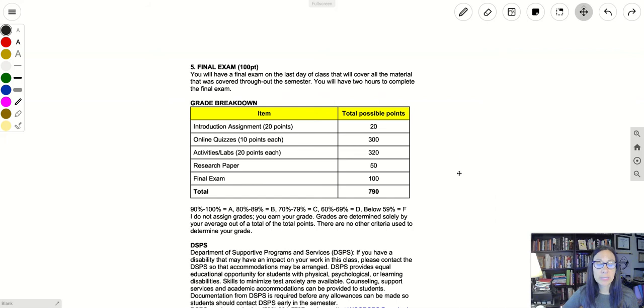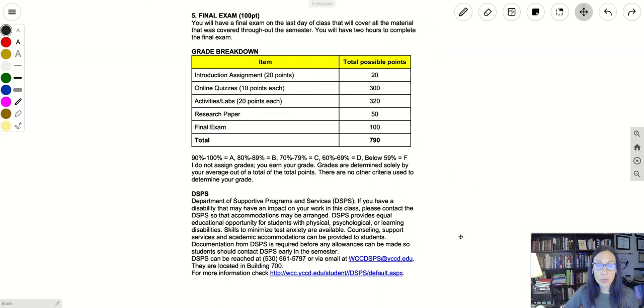The whole class is worth 790 points. I do not offer extra credit. But there are lots of opportunities for you to get as many points as you can. So make sure to take advantage of all the points.